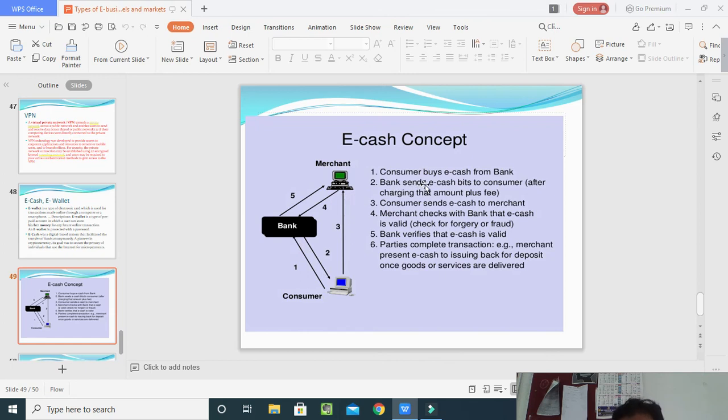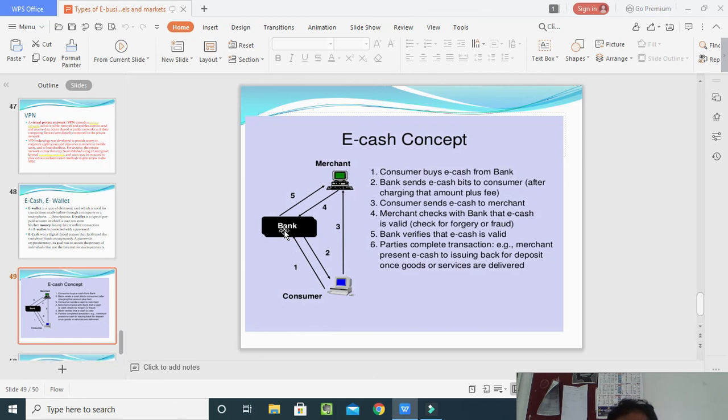Consumer buys eCash from the bank. How is the consumer getting it from the bank? See, I'll give a general example. A customer wants to purchase an XYZ product. So he has ordered online, and the seller, the merchant who is selling the goods, has also accepted the order and is ready to deliver the product. But how will he get the amount? Once the consumer has paid the amount, then only he can deliver. How will he pay the amount? That process is known as the eCash concept.